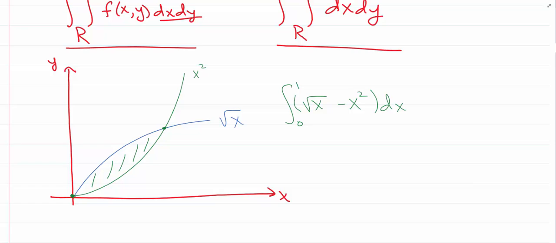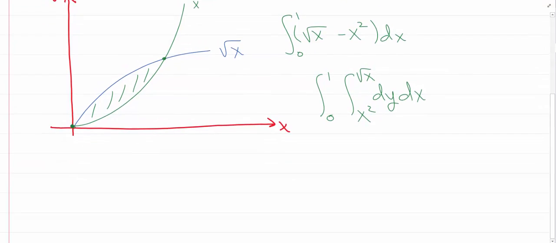Now, let's solve that same problem with double integrals. Well, here's what we would do. I'm going to integrate first with respect to y, and I'm going to go from the bottom function, x squared, to the top function, the square root of x. And then I'm going to integrate with respect to x, and x goes from 0 to 1. Okay? So notice, I integrate first with respect to y, and then I integrate with respect to x.